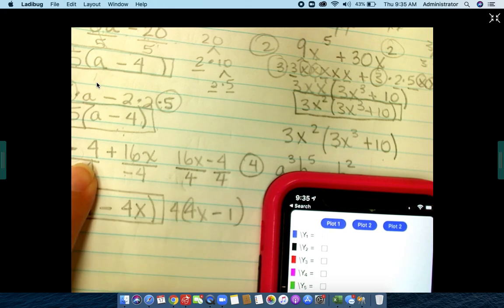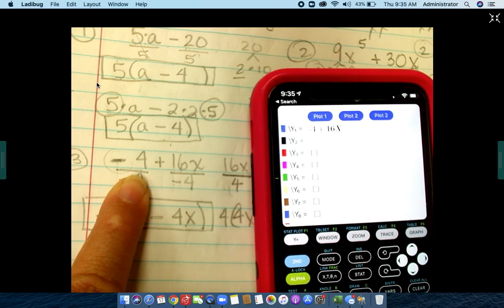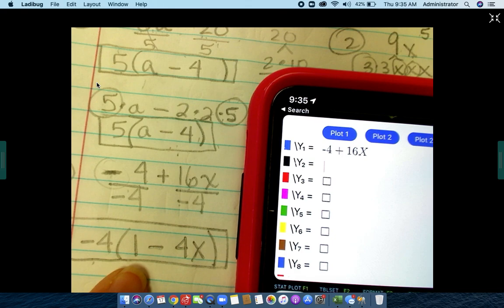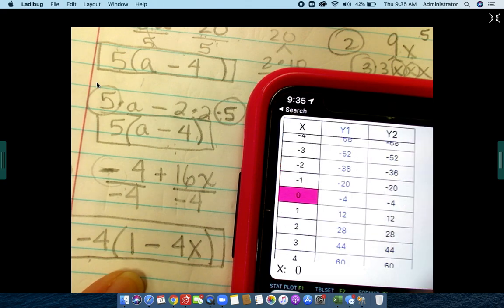If I type in my original polynomial, negative 4 plus 16x in my Y1, sorry, let me zoom here, and I type in my answer here where I factored out the negative, always going back to say, did I type it in right? And yeah, it looks like I did. So I'm going to hit second graph. I can see that my tables match.